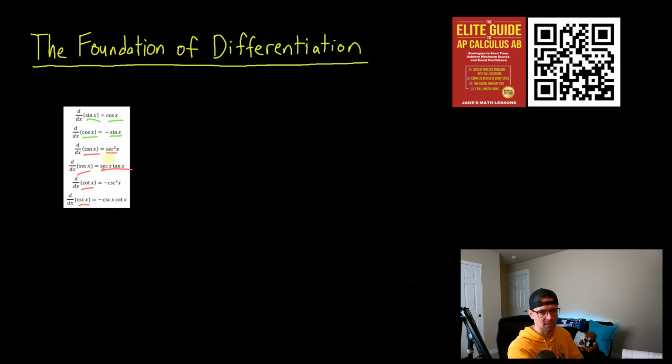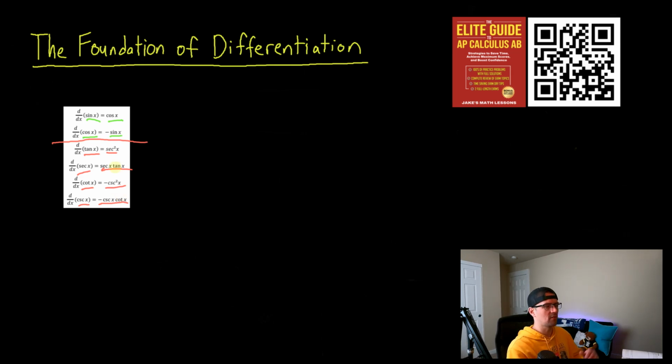Secant times secant is secant squared. Secant and tangent, again, two cosecant components. Cosecant times cosecant is cosecant squared. And then cosecant, cotangent. So think of almost these as like two different buckets. The sine and cosine derivatives only contain sines and cosines. The tangent, secant, cotangent, cosecant derivatives only contain secants, tangents, cosecants, and cotangents in them.